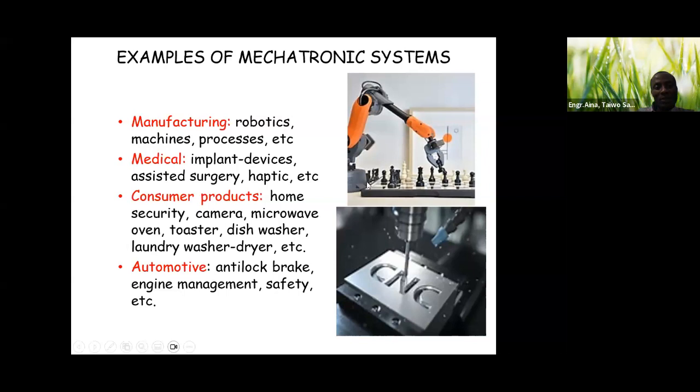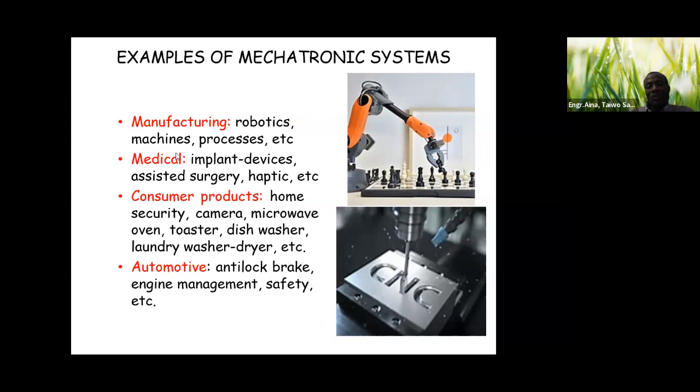I will be starting with manufacturing. In manufacturing, there are a couple of mechatronic systems, and one of them is robotics, we have machines, and even in processes we have varieties of systems that are mechatronic systems. And not that alone, in medicine or in the medical line, we have implant devices. These implant devices can be implanted in a patient for different purposes. It might be to assist the patient in carrying out one activity or the other that he or she cannot do. And not that alone, we have mechatronic systems that can perform assisted surgery. We have haptics and what have you.